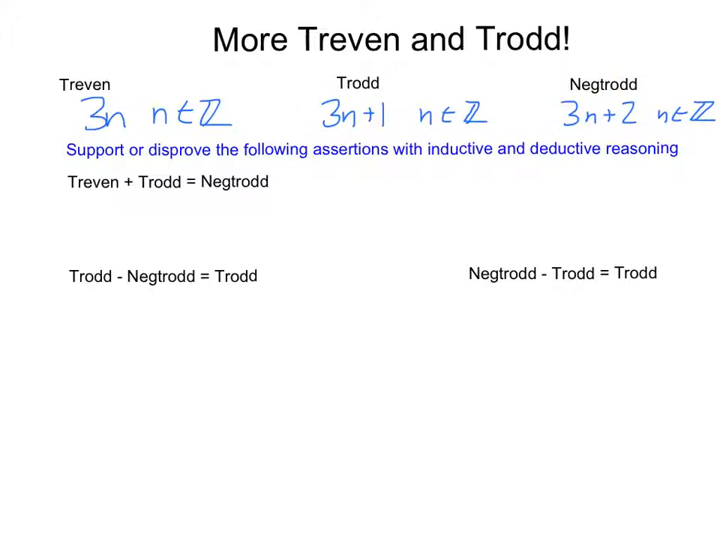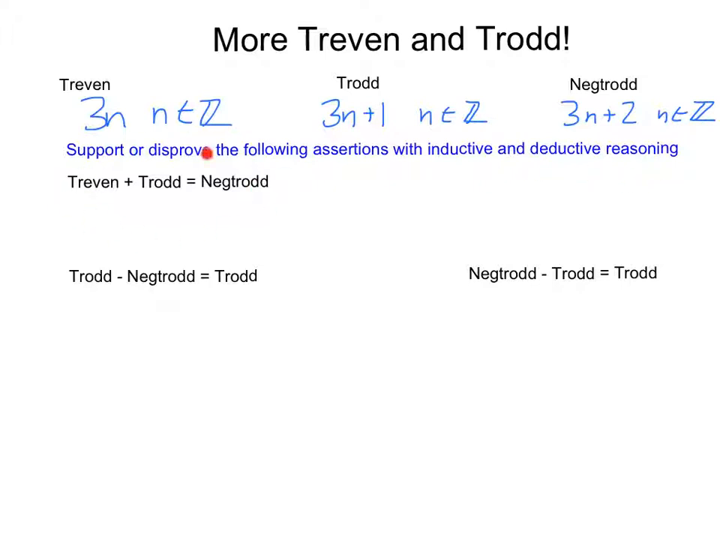The former definition of neg trodd is actually the additive inverse of a trodd, so it'd actually be a negative, in parentheses, 3n plus 1, but we can show that that is 3n plus 2, and that's an exercise I'm leaving to you. Okay, so we're going to support or disprove the following assertions with inductive and deductive reasoning.